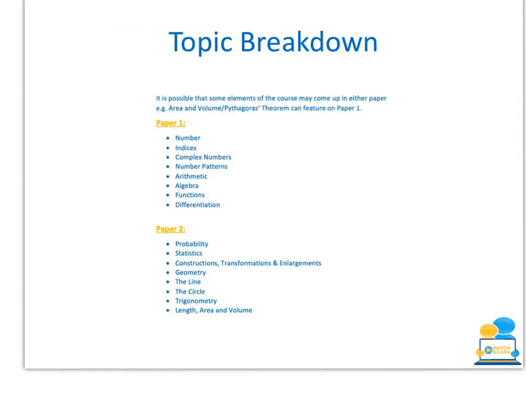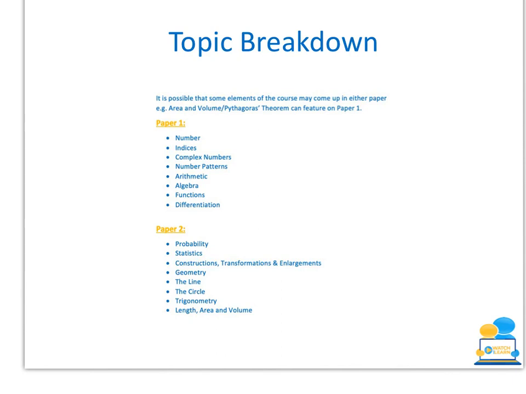Looking at the breakdown then of topics to expect on paper 1 and paper 2. Again, this is certainly not an exhaustive list. You will see when I go through the breakdown of what's come up in the past that there is a little bit of crossover. So this is me giving you an idea of the topics, but it is not saying that they will not cross over. And I've written it up the top here. It says it is possible that some elements of the course may come up in either paper.